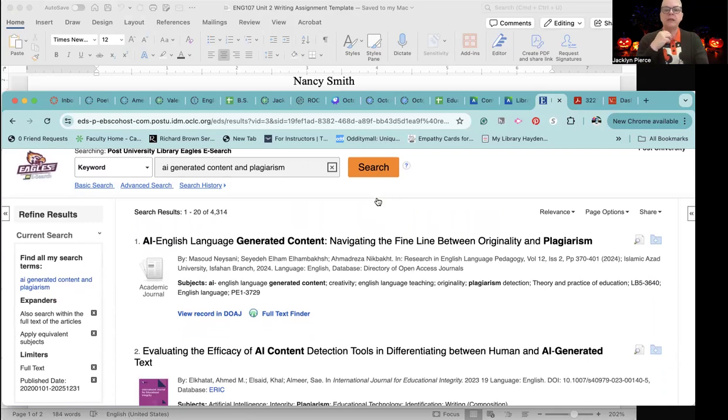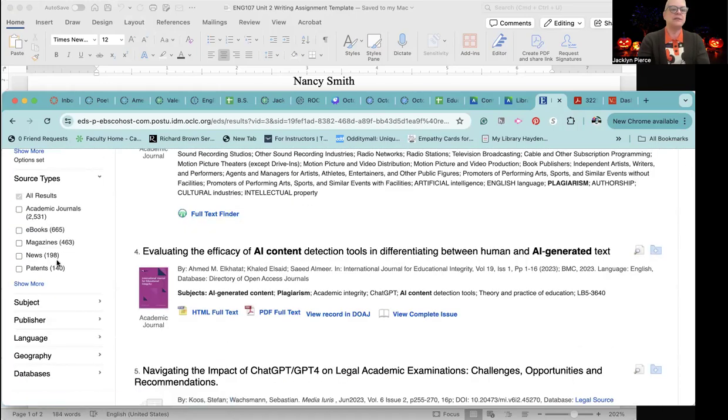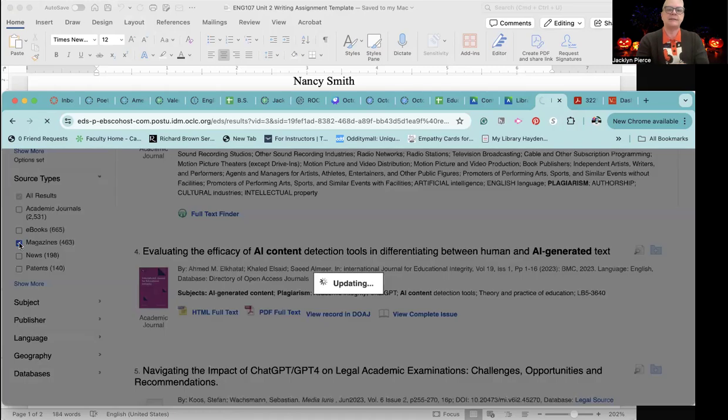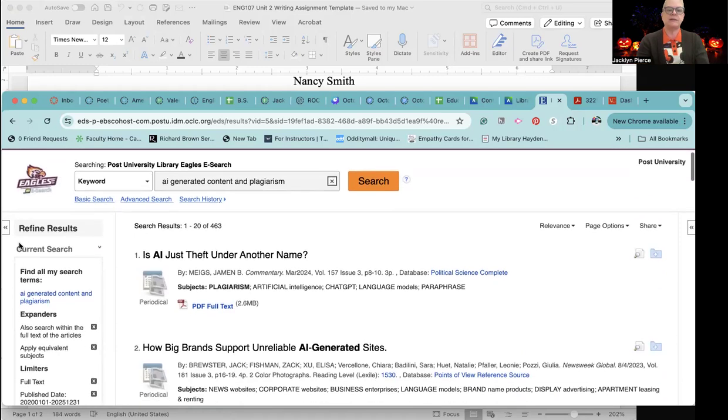Okay. So this is really how you can fine tune your resources. You can also look for specific types of sources. So for example, if I wanted to make sure I'm getting an article out of a magazine, the main big difference is in an academic journal, it's going to be very high level writing, as opposed to a magazine, which is going to be more for a popular audience. It doesn't matter. You can look at anything you want, but you can also narrow those down. I'm going to do magazines just because I want to narrow it for you. And that, of course, brought us down to 463.